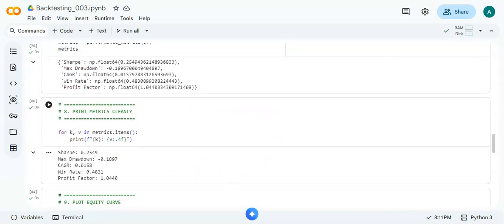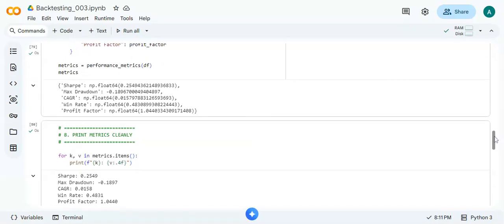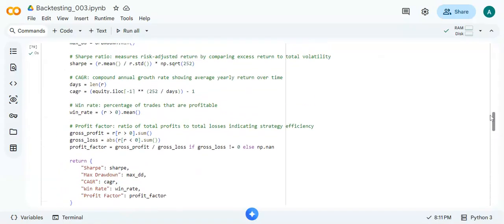Okay, so the Sharpe ratio is 0.25, a bit far away from the threshold of 1, not really good in terms of risk reward ratio. Maximum drawdown is around 19%, not really much, but not so good given this Sharpe ratio. Compounded annual growth rate is just 1.5%, which is quite low. Win rate is below 0.5. Profit factor is just around 1. So yeah, not so interesting in terms of returns.